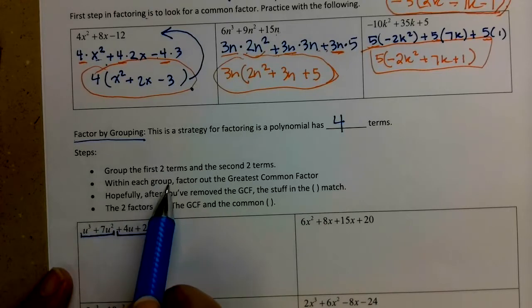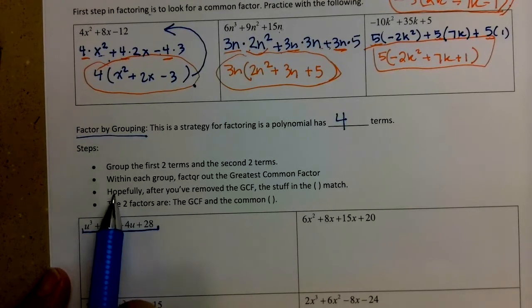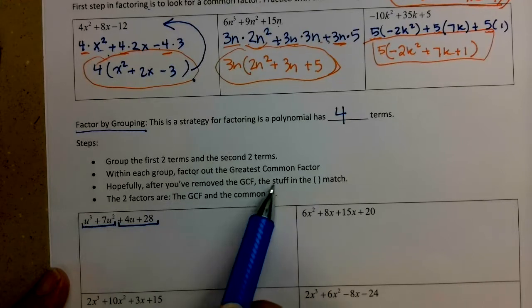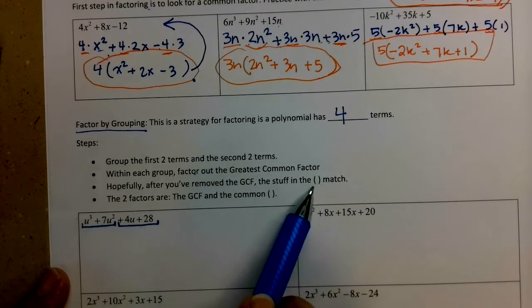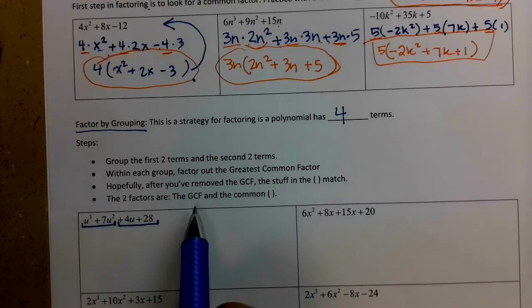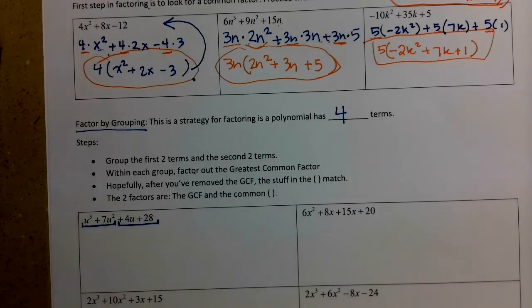Now, within each group, we are going to factor out the greatest common factor. Hopefully, because it's a math problem, after you've removed the greatest common factor, the stuff that got left behind in the parentheses is going to match up. Those 2 factors, right? So now, the 2 factors are the greatest common factor that you took out and the common stuff in the parentheses. So let me show you how it works. So let's do this first one.